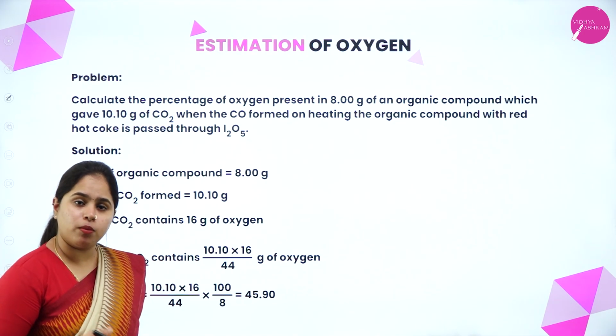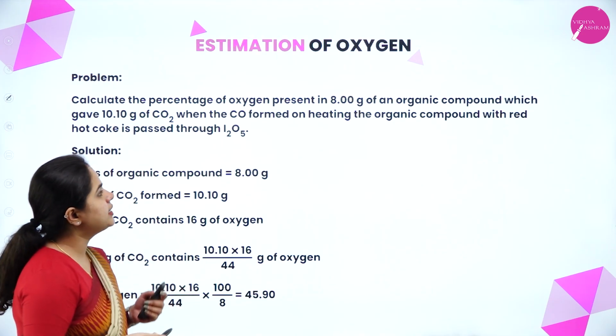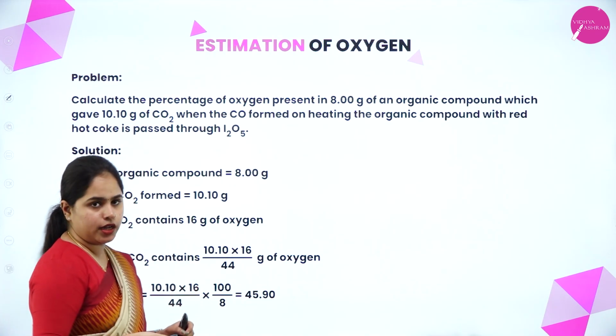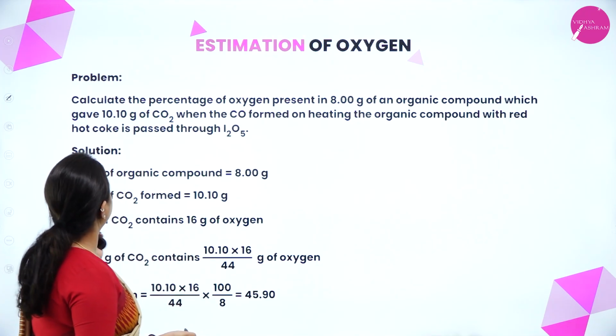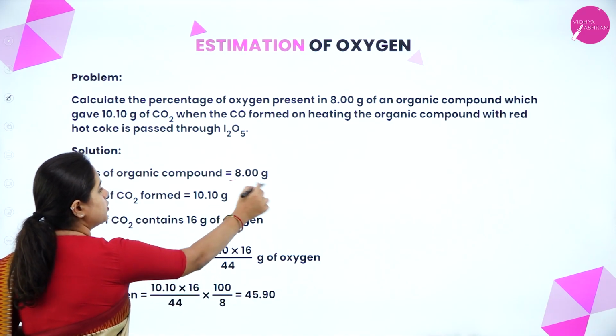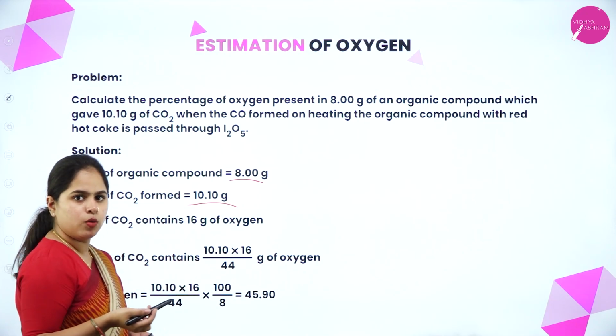So now let's do a problem based on this as well. Calculate the percentage of oxygen present in 8 gram of an organic compound which gave 10.10 gram of carbon dioxide, when the CO formed on heating the organic compound with red hot coke is passed through iodine pentoxide. So the mass of organic compound is given as 8 gram, and the mass of carbon dioxide is 10.10 gram.